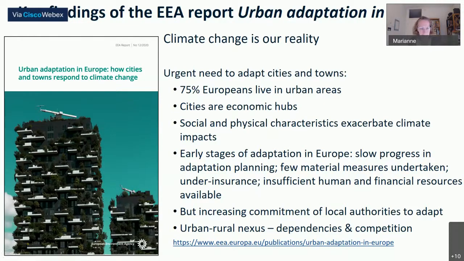Some of the key findings before I move on to the rural-urban nexus particularly is really that climate change is our reality and the development is not in our sense of direction. So that means that there's an urgent need to adapt to climate impacts in cities and towns. And the reason for that is really that we are the most urbanized continent in the world, and the trend is increasing. Today, 75% of Europeans live in urban and peri-urban areas.